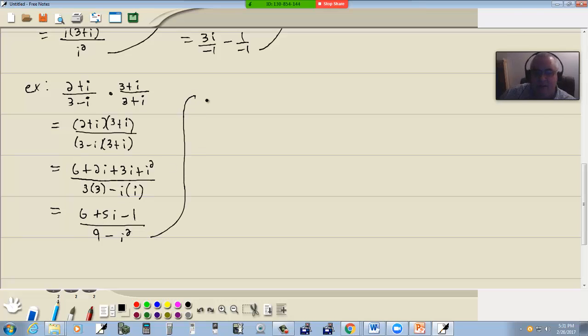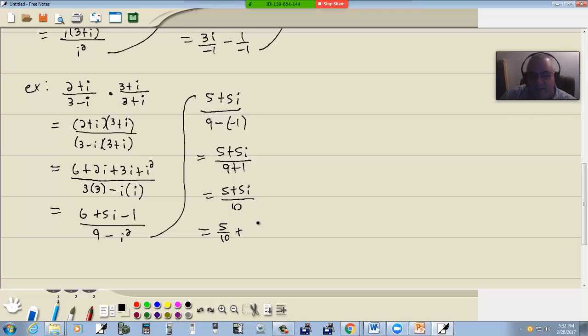Back up on top, 6 minus 1 is 5, so we've got 5 plus 5i over 9 minus, and i squared is equal to negative 1. So we've got 5 plus 5i over 9 plus 1. Remember, a negative negative becomes positive. We've got 5 plus 5i over 10. Now we want to split this up. The standard form says the real part has to be separate from the imaginary part. So I'll do 5 over 10 plus 5 over 10 i, which gives us 1/2 plus 1/2 i. And that's our answer.